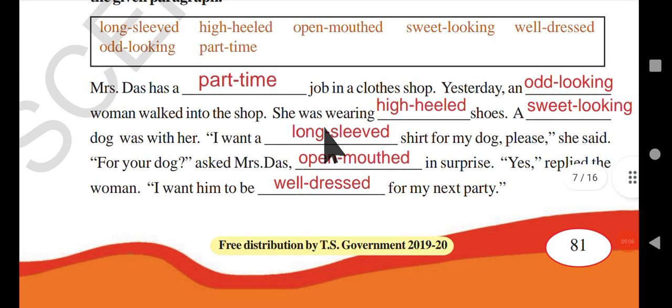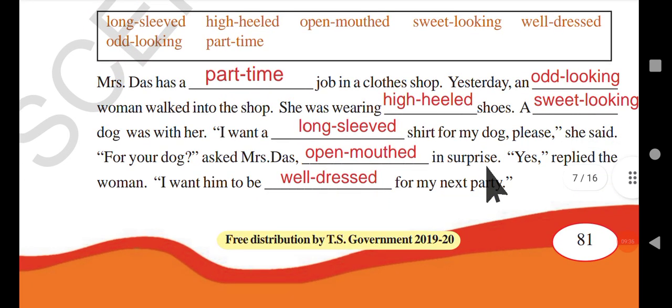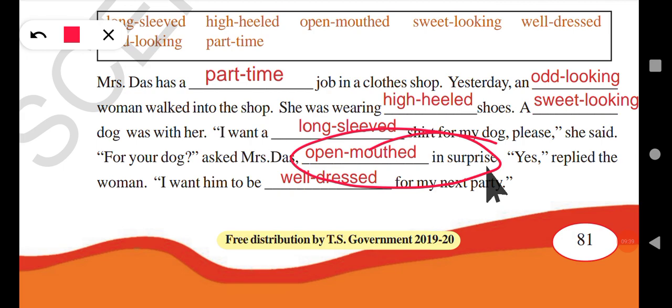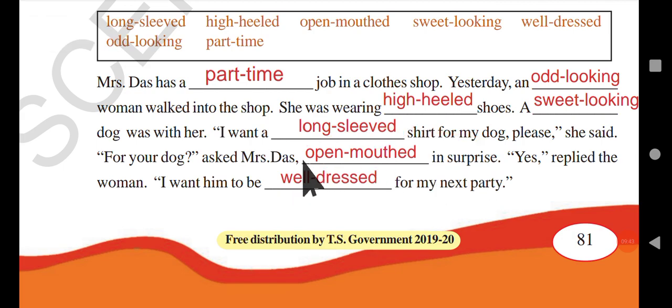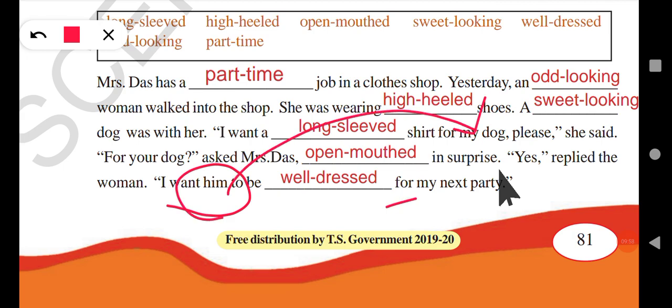I want a dash shirt for my dog, please, she said. Okay, so now this lady came and she was asking for a shirt for her dog. What type of shirt she needs? She needs a shirt which is long sleeved. Long sleeved in the sense the shirt should have long sleeves. Next, for your dog? Asked Mrs. Dash in surprise. When you get surprised, my dear students, what do you do? You open your mouth. So here you can go with open mouth in surprise. Yes, replied the woman. I want him to be well dressed for my next party. I want the dog to be well dressed for the next party.